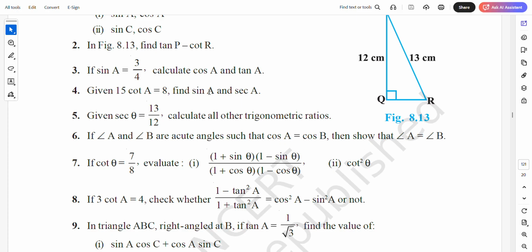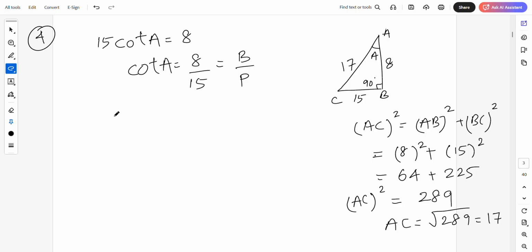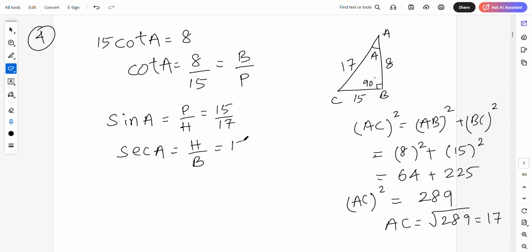Now we can write whatever they are asking. They are asking us to calculate what? Sin A and secant A. What is sine? Sine is perpendicular by hypotenuse, that is 15 by 17. What is secant A? What is cos? Cos is base by hypotenuse, therefore secant will be hypotenuse by base. Hypotenuse is 17, base is 8. Hope you understood this problem also. We have completed this fourth problem. Let us go to the next problem.